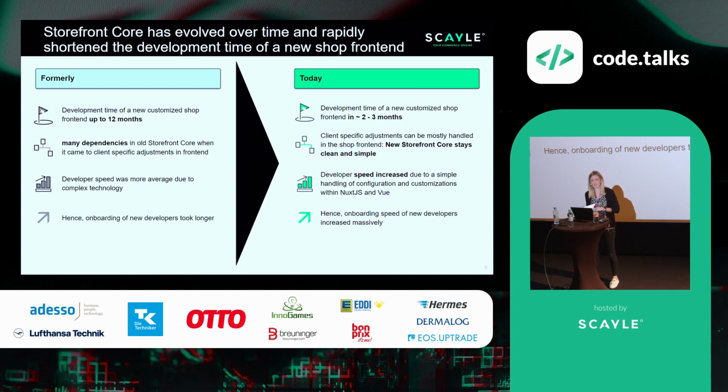Our developer speed was more average due to a more complex technology, and hence also the onboarding of new developers took longer. Today, our development time of a new customer shop frontend is only about 2 to 3 months. We have client-specific adjustments that can be mostly handled in a shop frontend, and the new Storefront Core stays clean and simple. The developer speed increased as well due to simpler handling of configuration and customizations within Nuxt.js and Vue. And hence, onboarding speed of new developers increased massively.